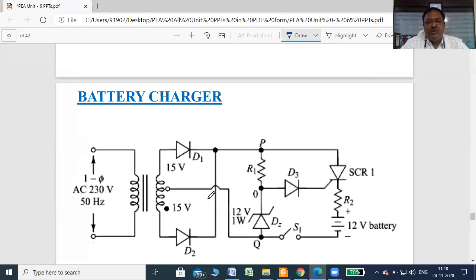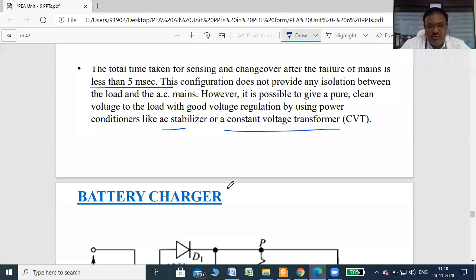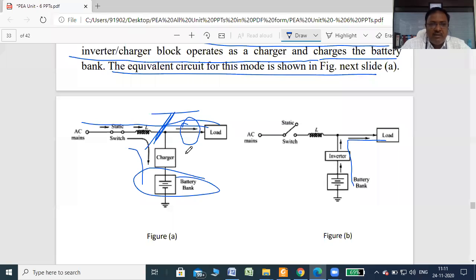Then the next application as per your unit number 6 is the battery charger. Why is the battery charger given here? Because battery bank and battery charger we have already learned in a previous topic. So now what actually is a battery charger? That we have to learn here.